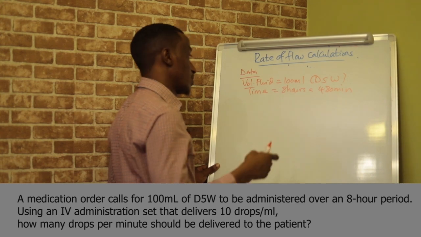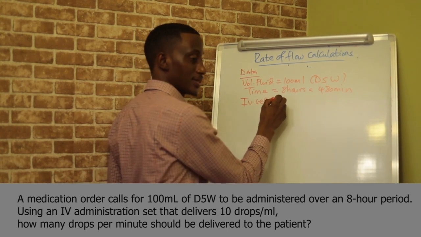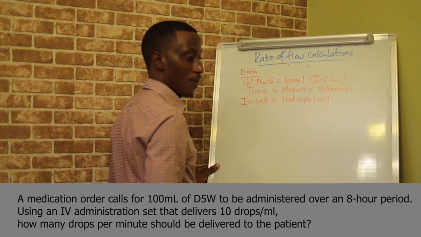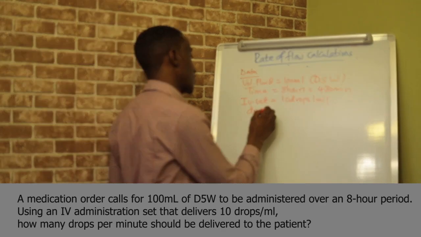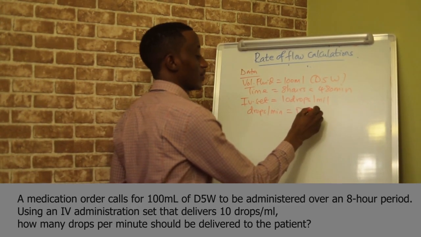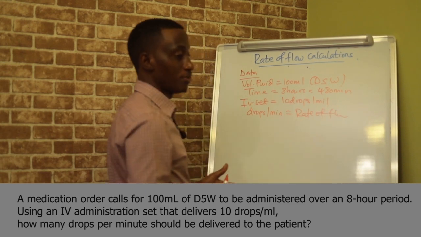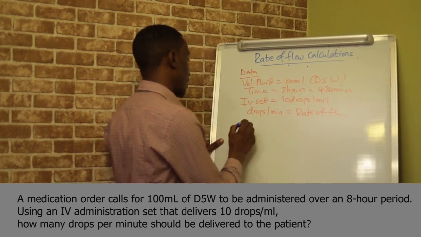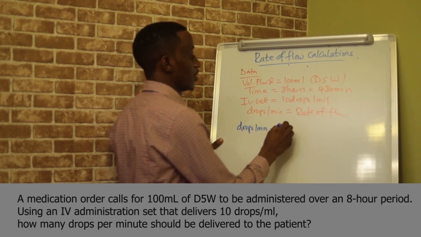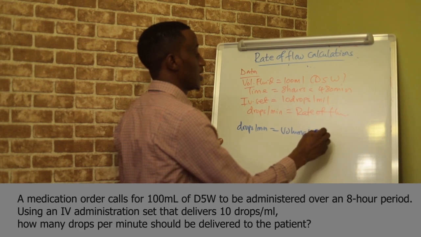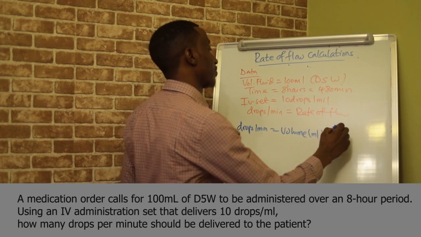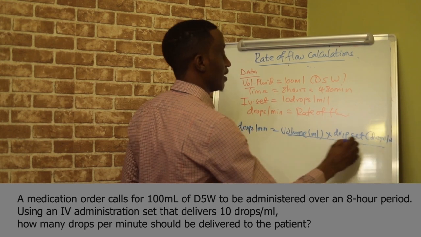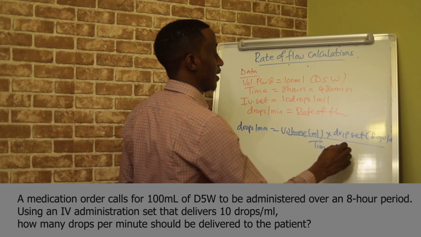Using an IV administration set, so the infusion set, the giving set to be used, it delivers 10 drops per mil. So how many drops per minute should be delivered to the patient? What is needed is drops per minute, meaning rate of flow. So to know the flow rate in terms of drops per minute, you need to have the volume to be administered to the patient in terms of mils, times the drip set, volume going through the drip set in terms of drops per mil, then you divide by time in terms of minutes.